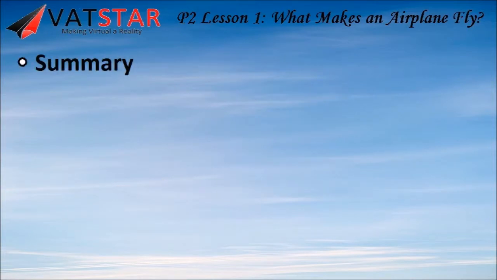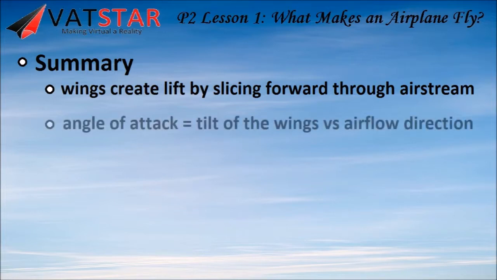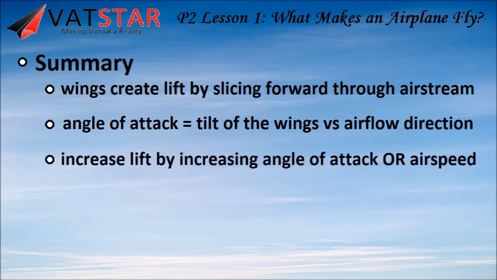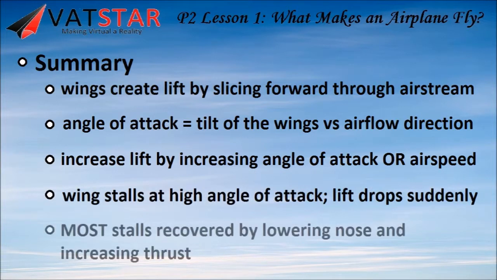Alright, so let's quickly summarize the key points. Wings generate lift by slicing forward through the air. Angle of attack refers to how tilted the leading edge of the wing is against the direction of the airflow, not against the horizon. You can increase lift by increasing the angle of attack to a point, or increasing the airspeed. When you get to the critical angle of attack, the wing stalls and the amount of lift created drops off suddenly and severely. Most stalls are recovered by lowering the airplane's nose and increasing thrust.